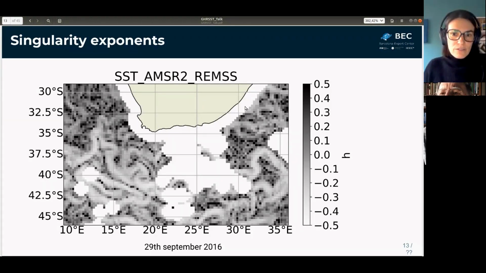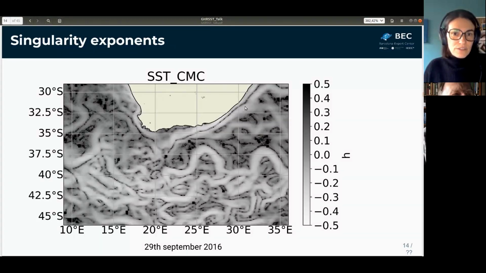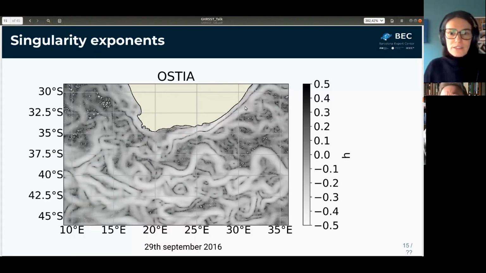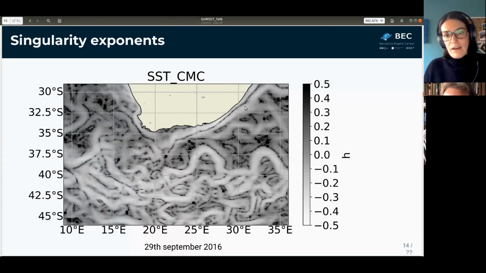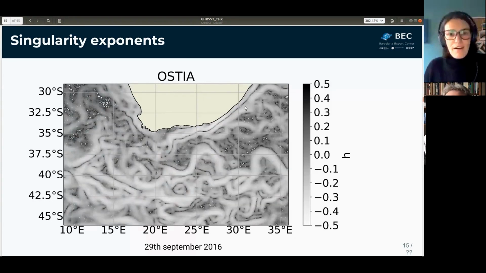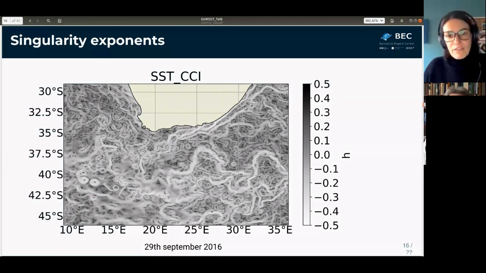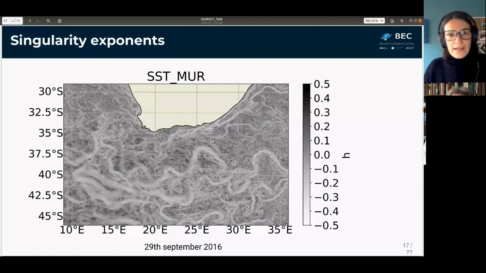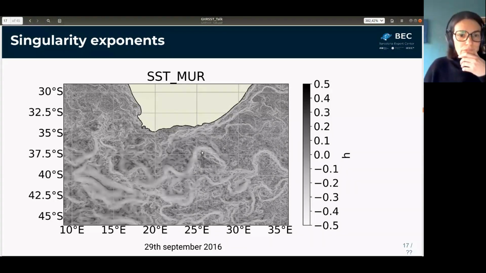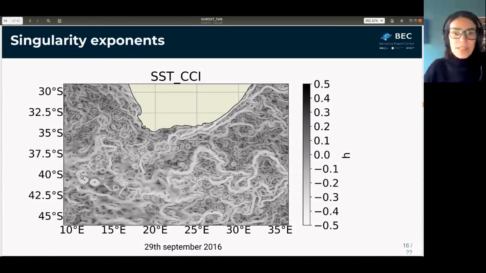So I will give you the results for the others. This is CMC. This is OSTIA. As you can see, some of the big structures are somehow coherent. For the CCI, we are just beginning to have smaller thermal gradients, and this is the Moore, which combines data and can give us much smaller details, but while combining, in other regions, these kinds of noodles are wider, as you can see here, for instance.